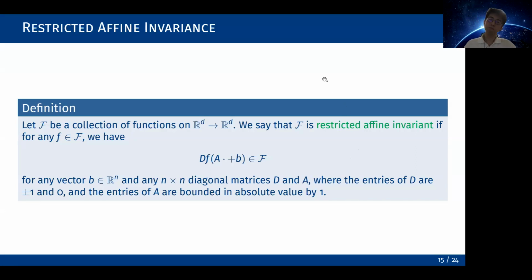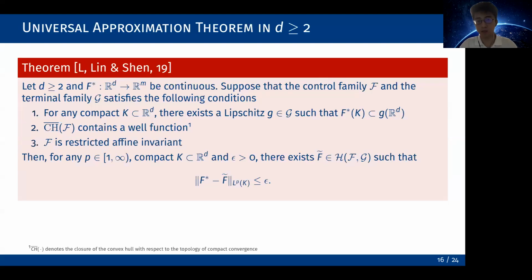With these two definitions, we can now state our main approximation theorem. The theorem basically says that for any continuous function, if we verify these three conditions for the control family and the terminal family, then we have universal approximation in L^p. The first condition is a technical condition, which basically says that the terminal layer G must have a range that's big enough.